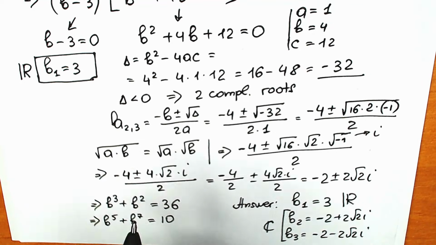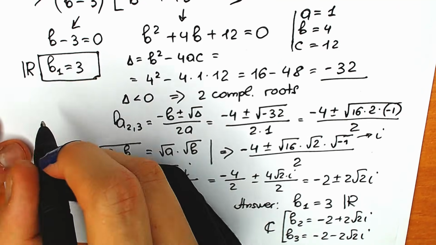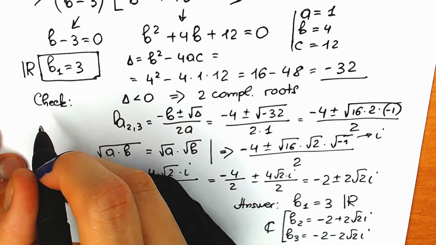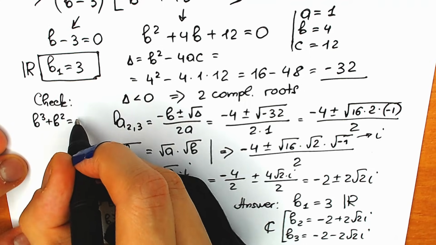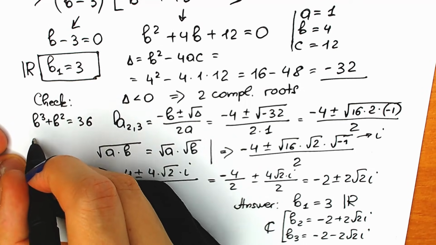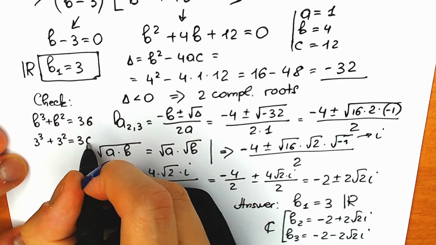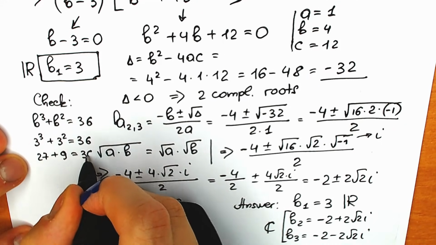And finally, let's check our b first equal to 3. This is our final step to this question. Let's check it right here at this place. So b first equal to 3. We have b cubed plus b squared equal to 36. So we have 3 cubed plus 3 squared equal to 36, and everything is great because 27 plus 9 equal to 36.